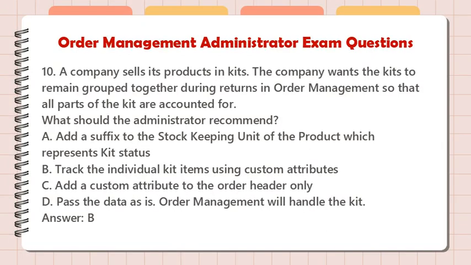A. Add a suffix to the stock keeping unit of the product which represents kit status. B. Track the individual kit items using custom attributes. C. Add a custom attribute to the order header only. D. Pass the data as is. Order management will handle the kit. Answer: B.